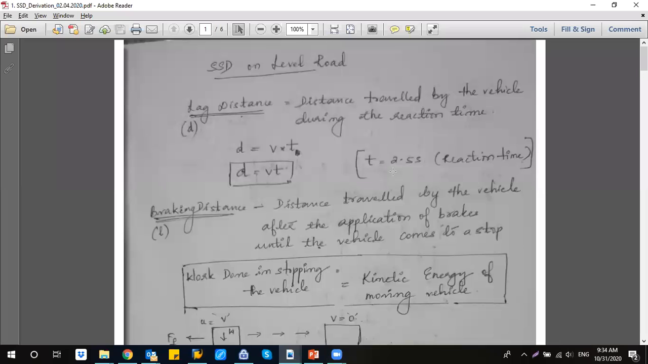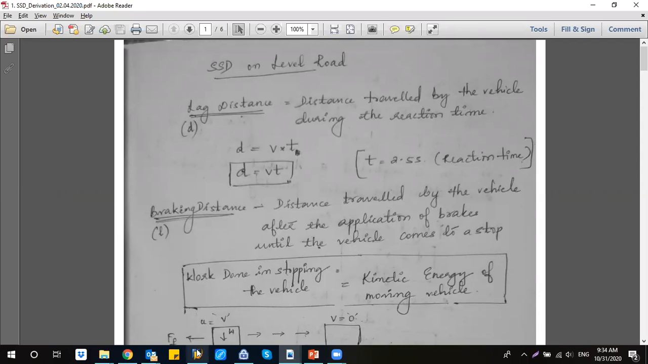Sometimes it will not stop suddenly. Sometimes the vehicle goes ahead some distance, and then only it comes to a stop. That is called the braking distance. It is generally represented by the symbol or variable L, small l, you can see here.